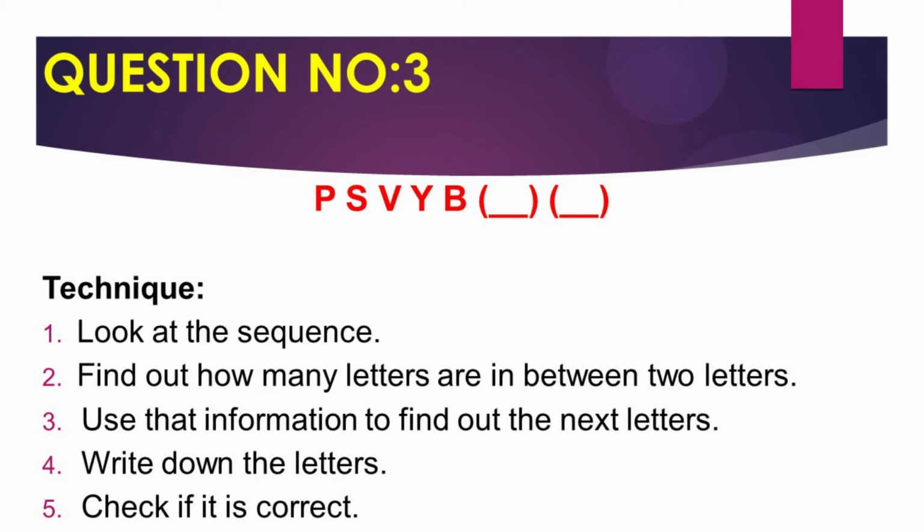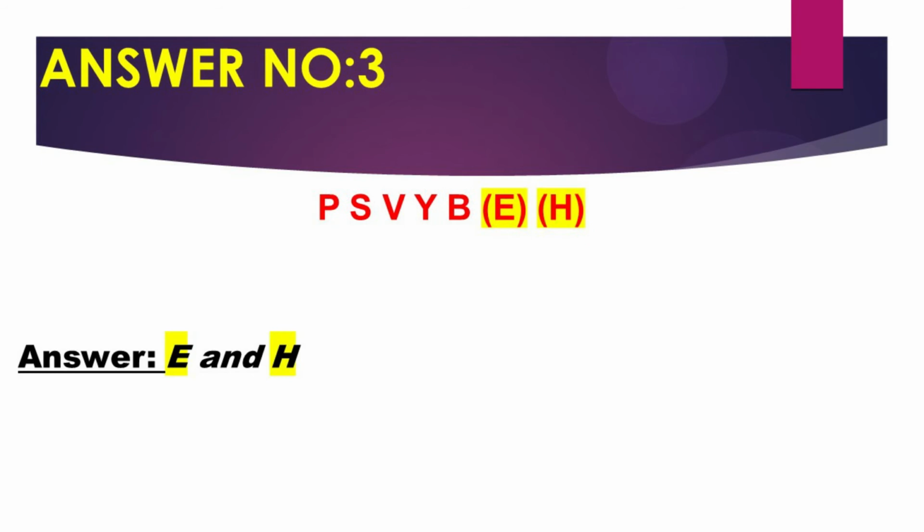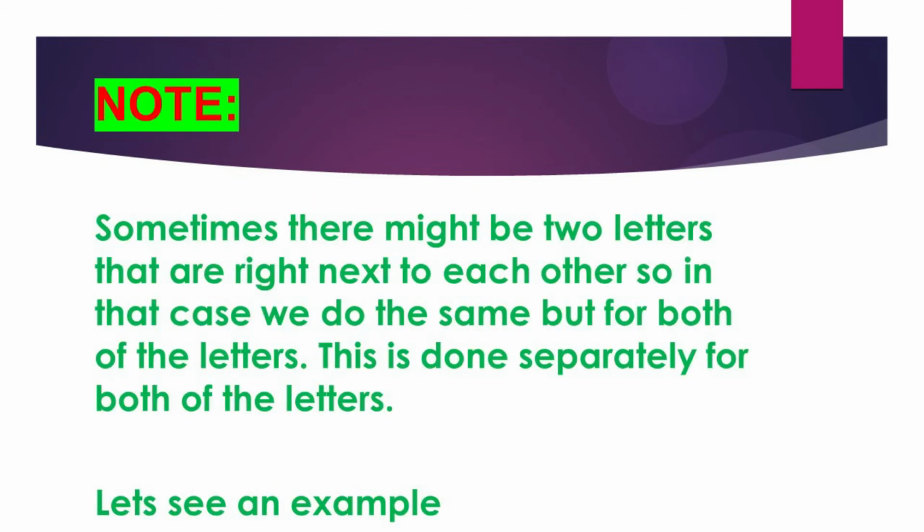P, S, V, Y and B. Second, find out how many letters are in between two letters. For example, if we have P and S, there are two letters in between, which are Q and R. So that means we need to find three letters after B. Use that information to find out the next letters, which I just did. 4. Write down the letters. And 5. Check if it is correct. The answers for question number 3 are E and H.